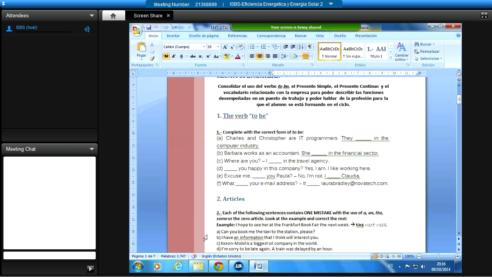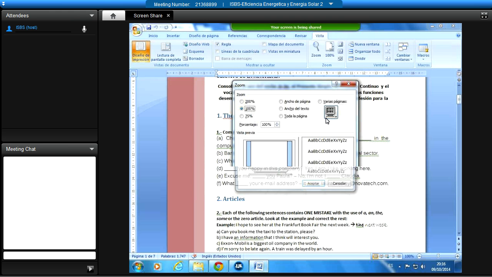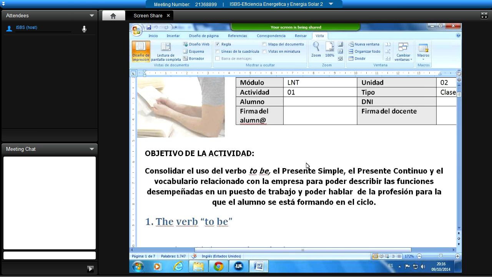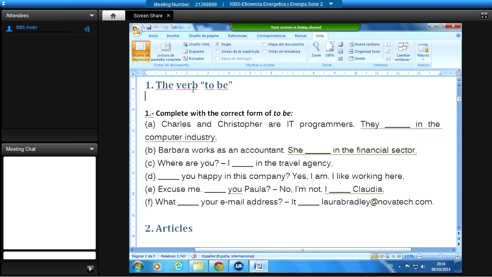It's the verb to be. Do you know the verb to be in English? Yes. So for example, what we put here, let's do this in 10 seconds. Like this, for example. Would you like to read the first one? So just read. Christopher programs, they are in the computer industry.